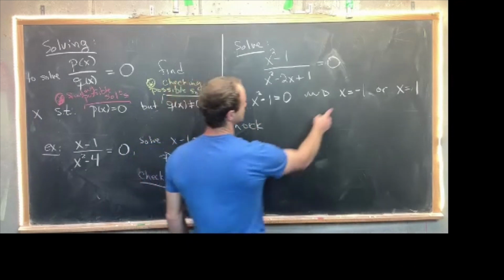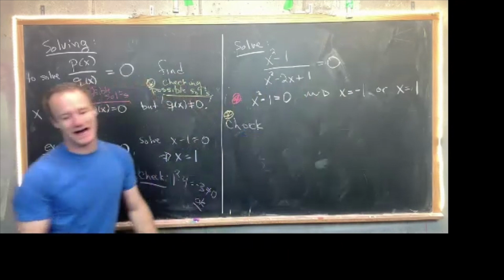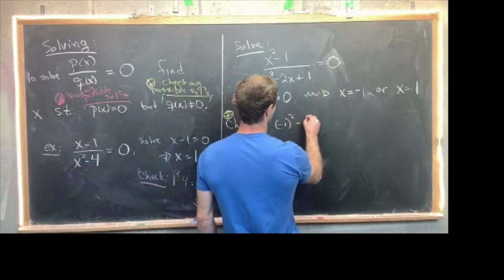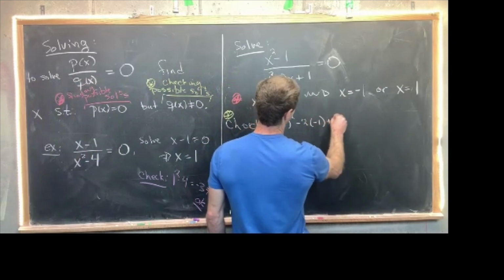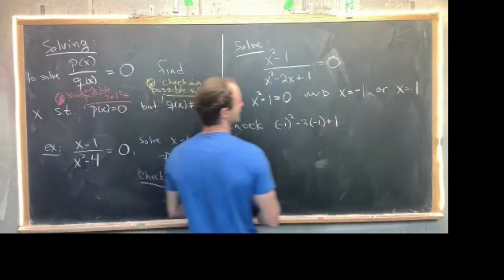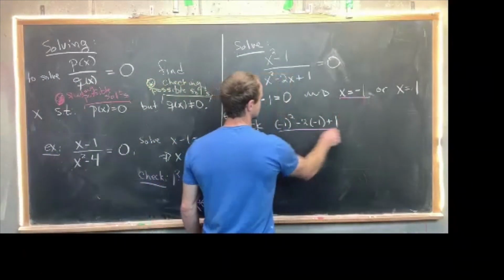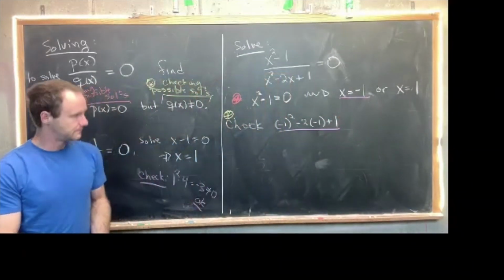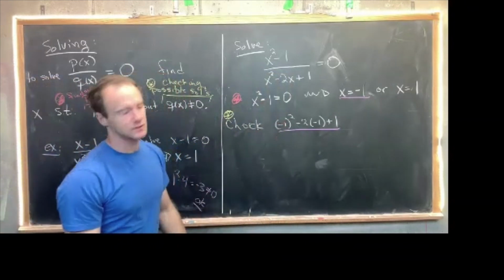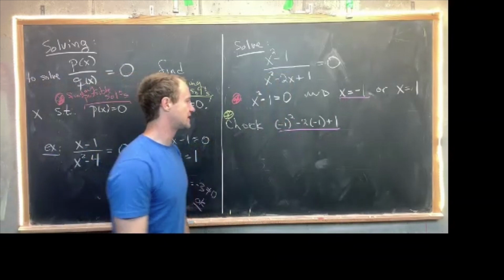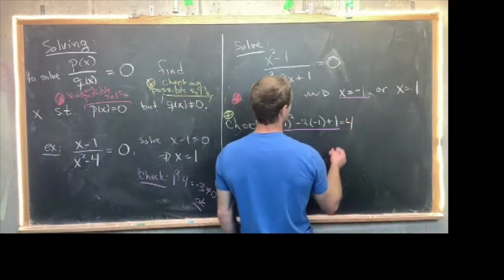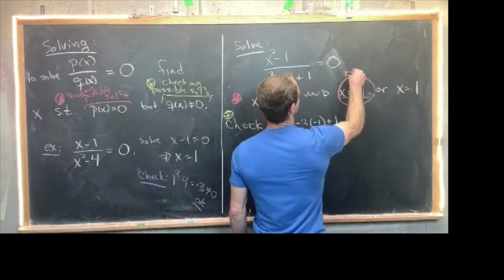We'll check these solutions by plugging those into the denominator. So we'll do minus 1 squared minus 2 times minus 1 plus 1. That's plugging minus 1 into the denominator. Let's see what that gives us. Negative 1 squared is 1, and then plus 2 plus 1, so that's 4. So that means, yes, we're okay. This is a solution. We can keep this one.